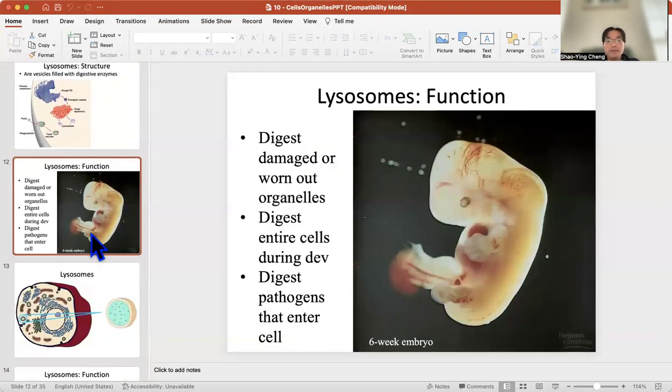And during embryo development, when the hand develops, it will grow out like a big fan. And between finger and finger, those cells need to be digested away. So that's part of the lysosome's function. Our hand development is not one finger, each one extending out. It's actually a fan growing out. And then between the fingers, those cells will be digested. That's also the lysosome's function.